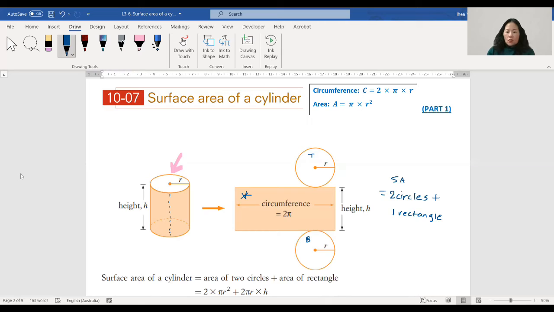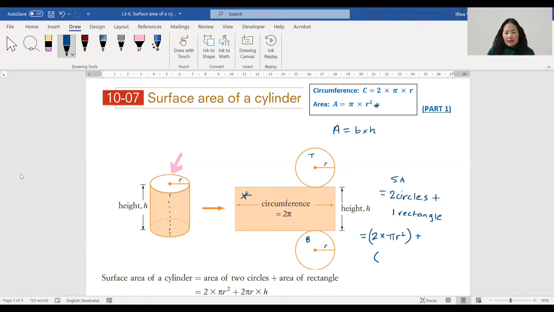So we know the area of a circle. Remember, the formula is right up here, pi r squared. So pi r squared, but two of them because there are two circles. Okay, so that's the area of the circles. And then plus one rectangle. The area of a rectangle is base times height.